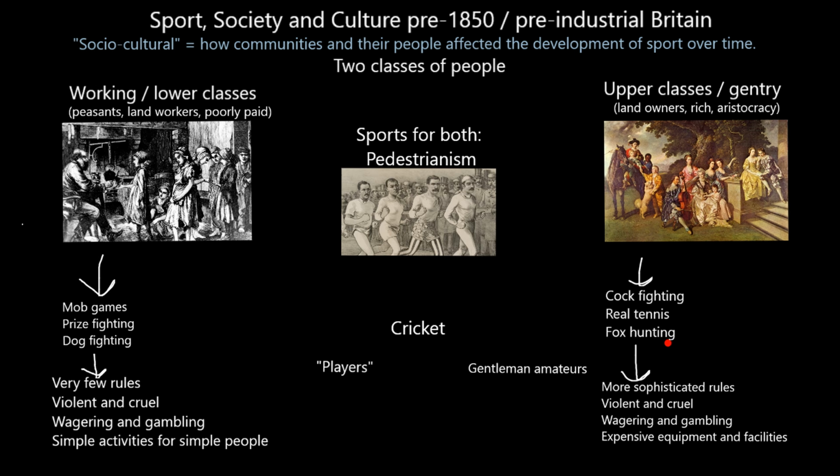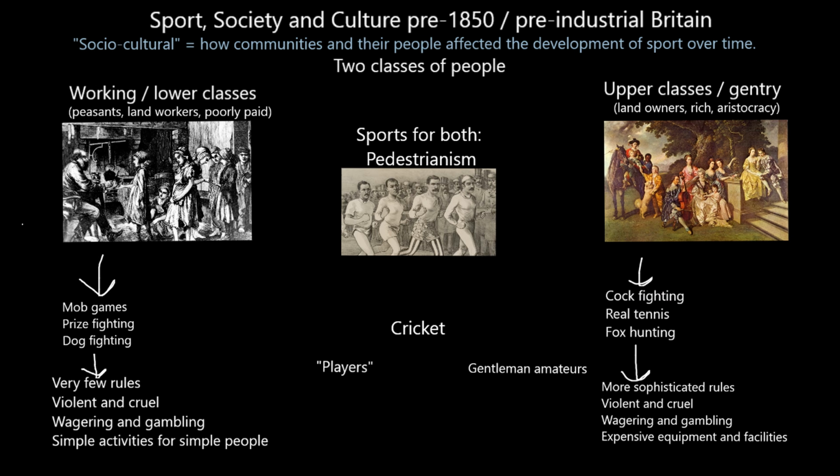If you're going to do fox hunting, you need to have stables. You need to have horses. You need to have big, massive land where you all go riding to catch the fox in the first place. To have cockfighting, you used to have specialist pits where it would all take place. So these are substantially more upper class activities, yet they still have violent and cruel and wagering and gambling at the heart of them. So your social class certainly affects which sports you can do.